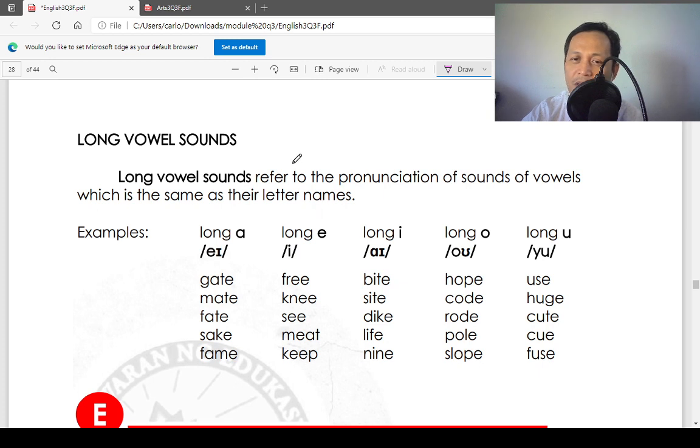Okay. So, long vowel sounds. These are what we are studying right now. The long vowel sounds refer to the pronunciation of sounds of vowels which are the same as their letter names. We always hear that throughout the discussion. Again, the letter name.